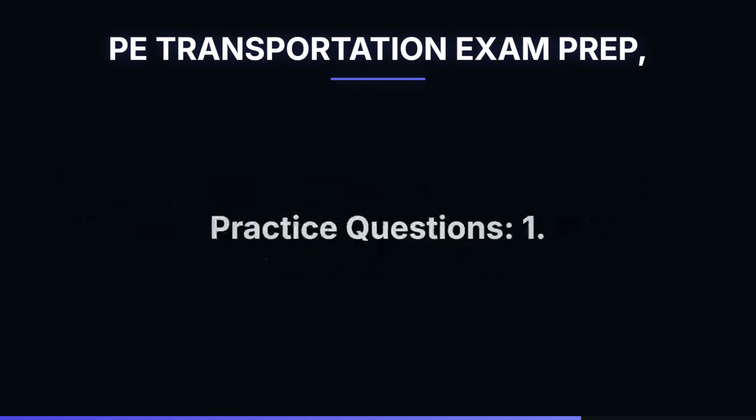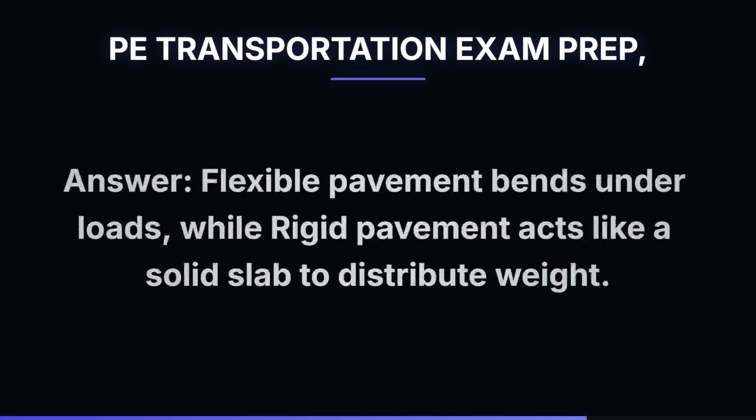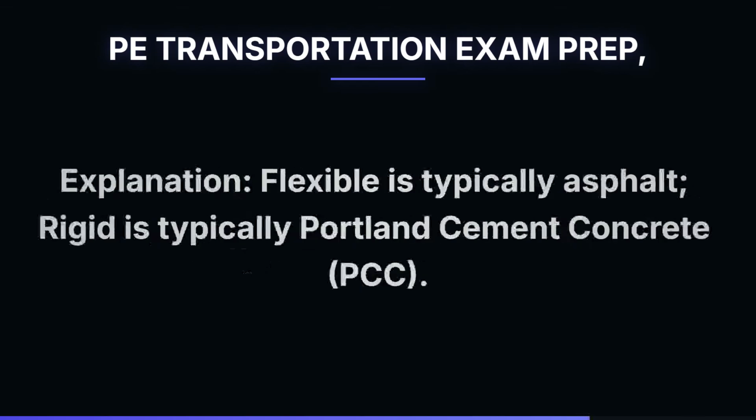Practice questions. 1. What is the primary difference between flexible and rigid pavement? Answer: flexible pavement bends under loads, while rigid pavement acts like a solid slab to distribute weight. Explanation: flexible is typically asphalt. Rigid is typically Portland cement concrete, PCC.